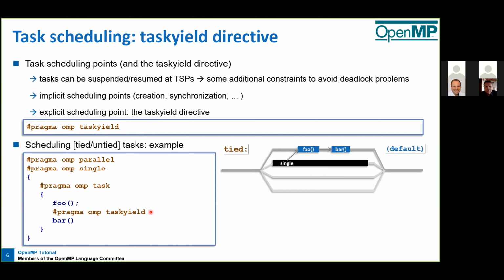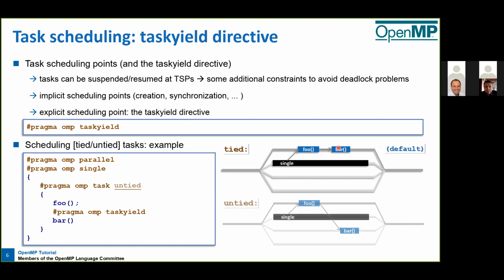Again, this is a performance tunable if certain tasks are found to be too long, too computationally heavy, taking too long. So in the default case of tied tasks, that means this thread is responsible to first execute foo and then bar, and it might suspend the execution in between, but it will be responsible to bring the execution to the end. If you specify here the untied clause, also this might happen.